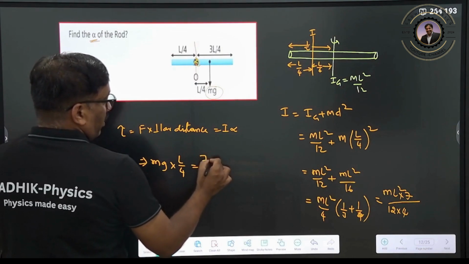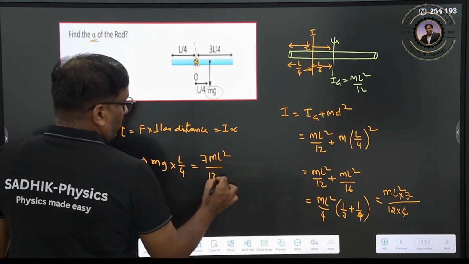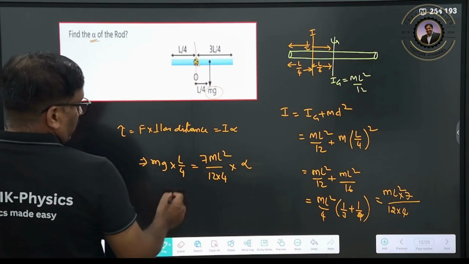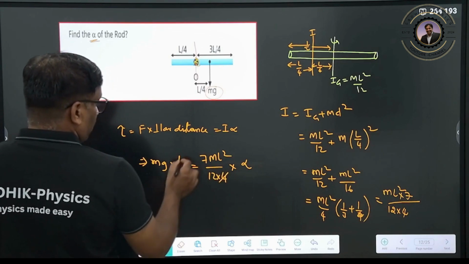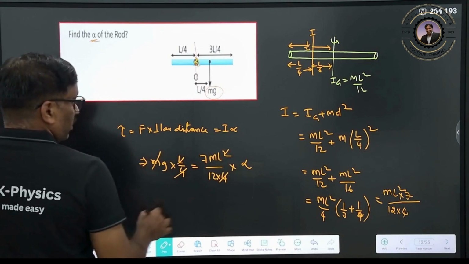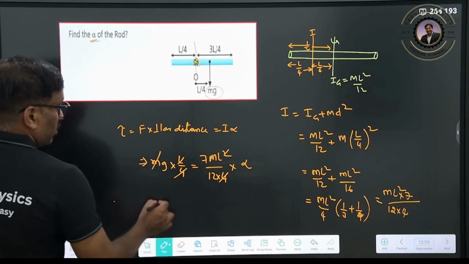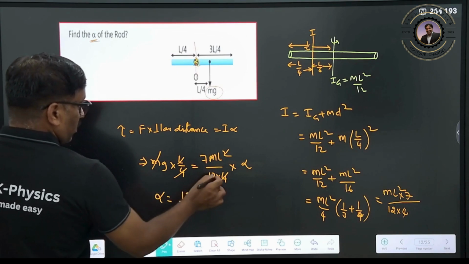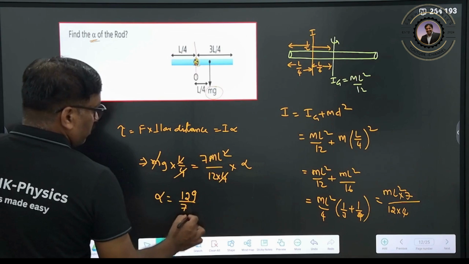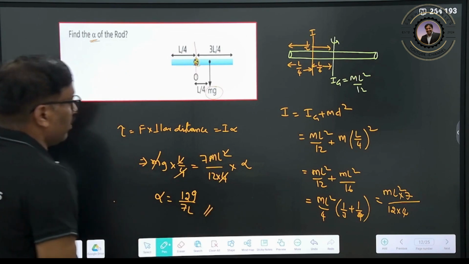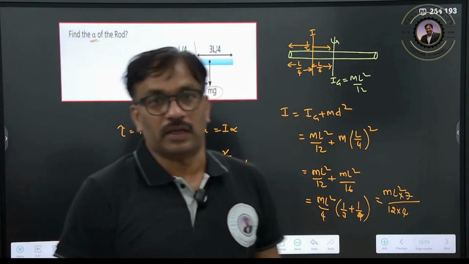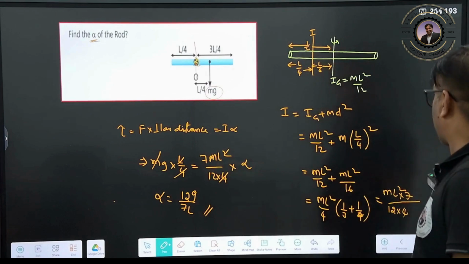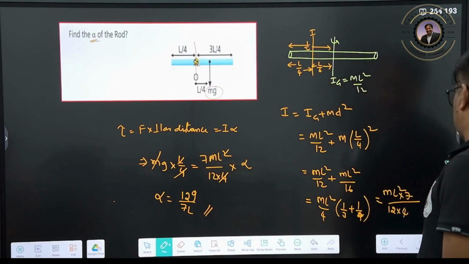So 7 ml square by 12 into 4 into alpha. Here 4 and 4 get cancelled out, L gets cancelled out, M and M get cancelled out. So alpha is equal to 12g by 7L. That will be your alpha in this rod. Clear? In this way you can calculate the alpha of this rod.